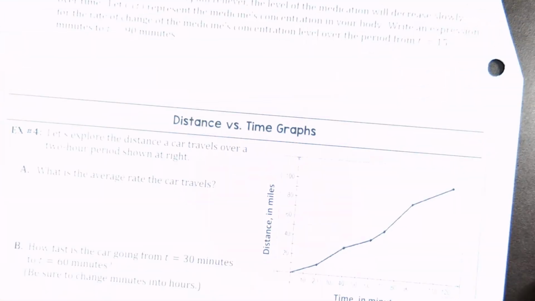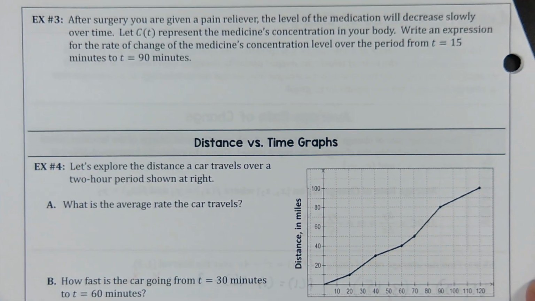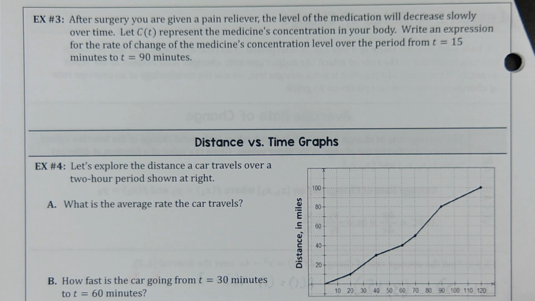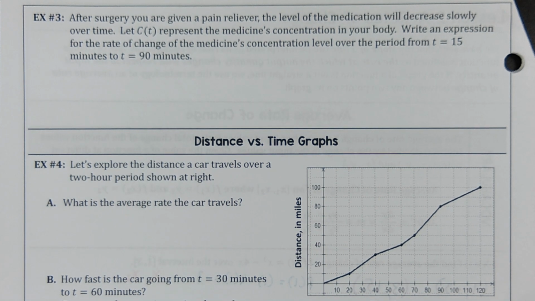After surgery, this is probably the hardest question on the paper. And it's not because it's a difficult question, just because people aren't sure how to answer it. After surgery, we are given a pain reliever. The level of the medication will decrease slowly over time. Let C of T represent the medicine's concentration in your body. Write an expression of the rate of change of the medicine's concentration level over the period from time equals 15 minutes to time equals 90 minutes.